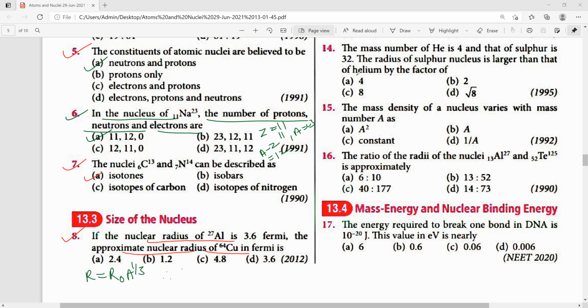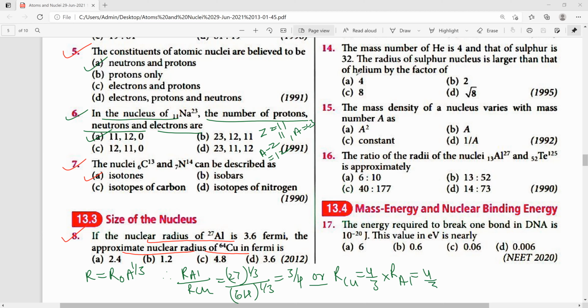Therefore, the radius of aluminum divided by the radius of copper is equal to 27 to the power of 1 by 3 divided by 64 to the power of 1 by 3. After simplification, we get 3 by 4. Or you can represent this as the radius of copper equal to 4 by 3 times the radius of aluminum. That's 4 by 3 times 3.6 Fermi, which is 4.8 Fermi. Therefore, for the 8th one, this is the right answer.